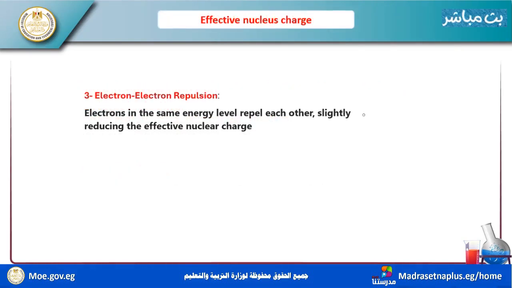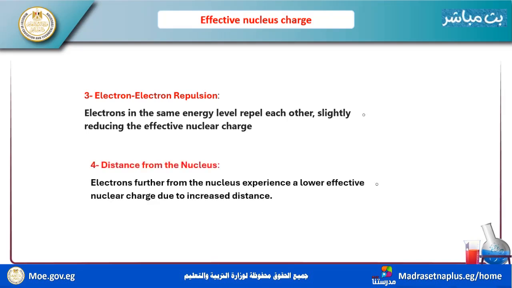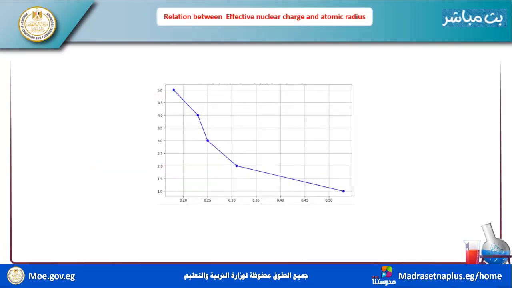Effective nuclear charge, we have factor number 3: electrons in the same energy levels repel each other, slightly reducing the effective nuclear charge. Factor 4 is the distance from the nucleus. Electrons farther from the nucleus experience lower effective nuclear charge due to increased distance.